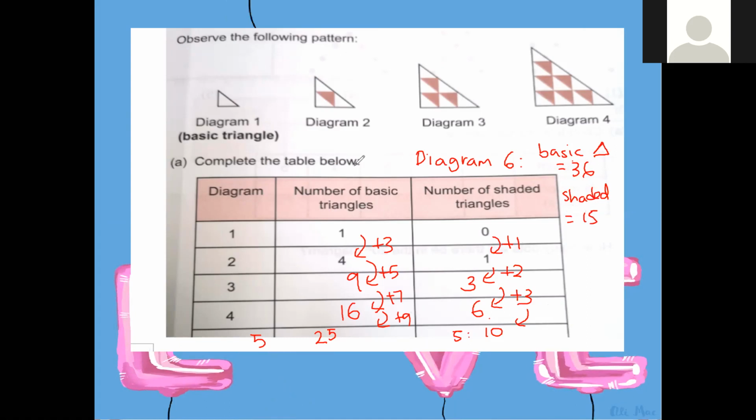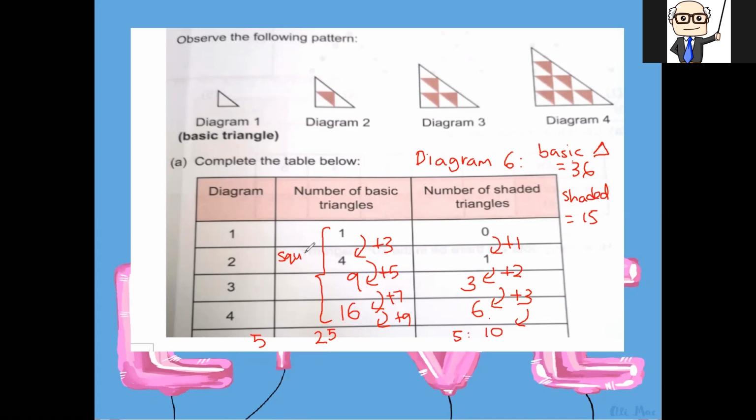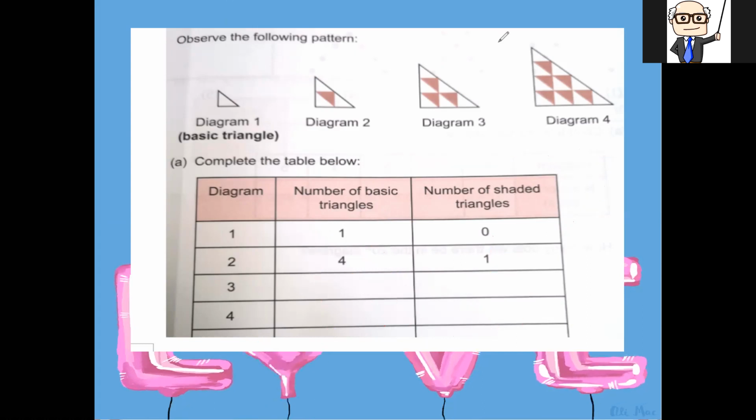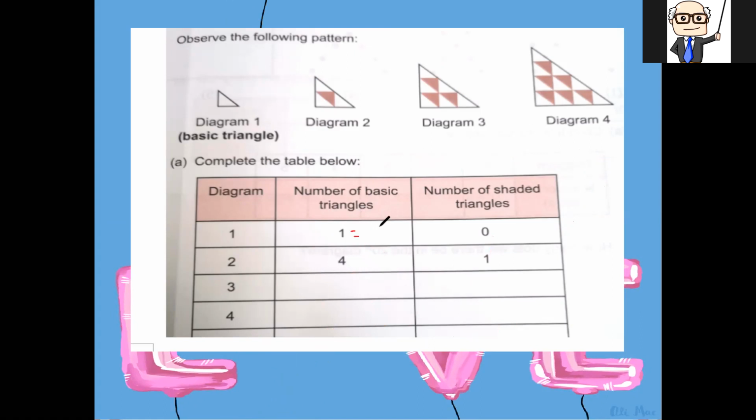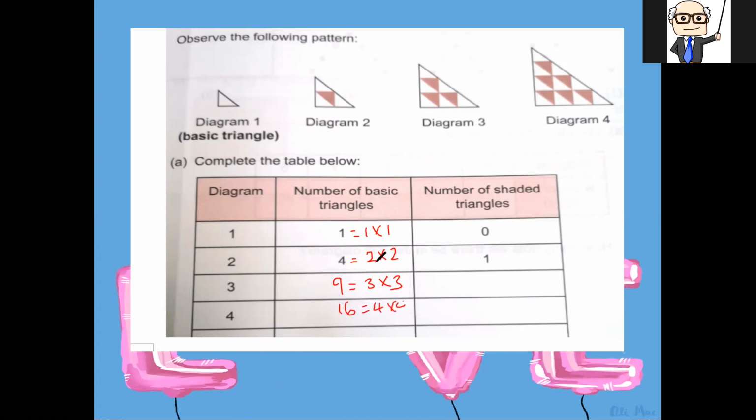15. Now there is also another way. Actually, 1, 4, 9, 16. These numbers are called square numbers. What is the meaning of square numbers? Square numbers means 1 times 1 equals to 1. The next one could be 2 times 2 equals to 4. So 1 is equal to 1 times 1. 4 is equals to 2 times 2. 9 is equals to 3 times 3. And then 16 is equals to 4 times 4. So 1, 4, 9, 16, 25, 36.